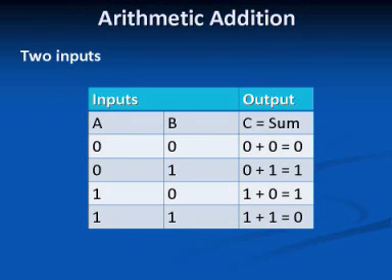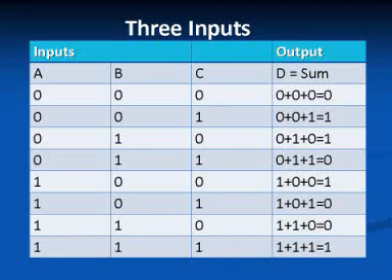Arithmetic addition. From the truth table, we can see that the output C of an XOR gate is nothing but the sum of input bits A and B. That is, 0 plus 0 equal to 0, 0 plus 1 equal to 1, 1 plus 0 equal to 1, 1 plus 1 equal to 0. Let us confirm this feature for a 3 inputs XOR gate as well. One can see that the output D is the sum of input binary bits for a 3 inputs XOR gate as well. That is, D is equal to the sum of A, B and C.